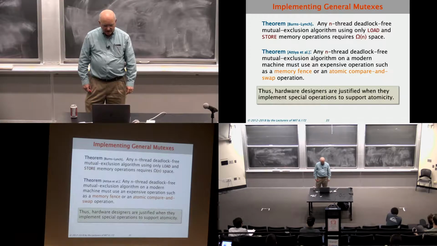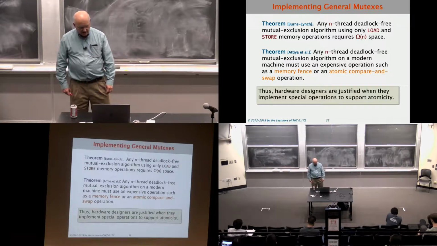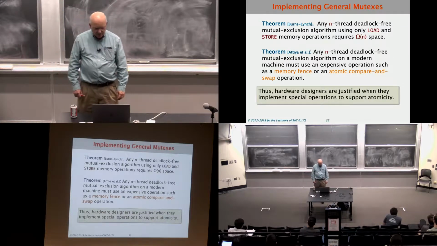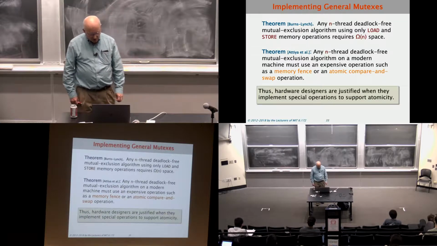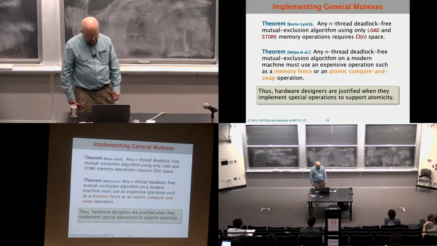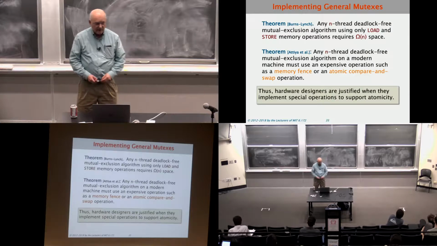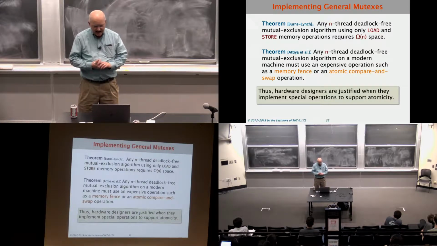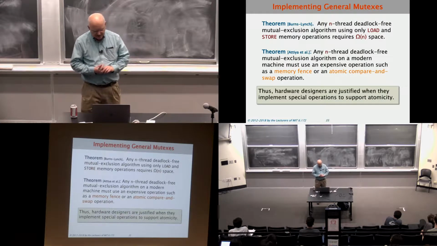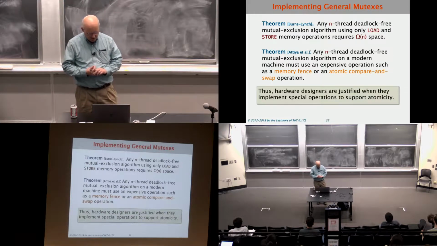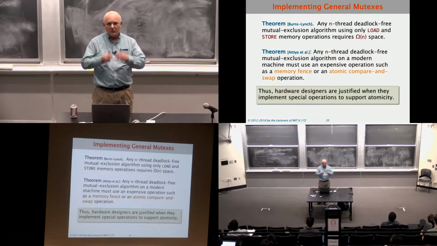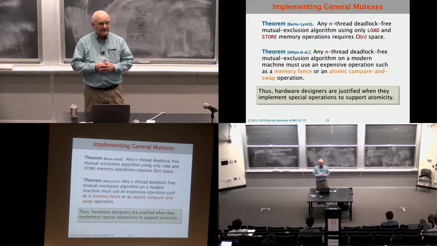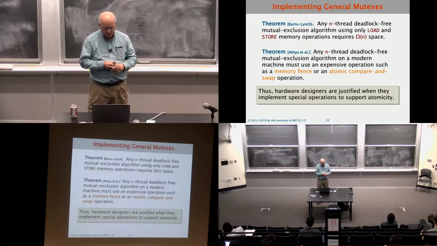In general, for implementing general mutexes, if you're going to use only load and store, there's a very nice theorem by Burns and Lynch. This is Nancy Lynch, who's on the faculty here, that says any n-thread deadlock-free mutual exclusion algorithm using only load and store requires order n space. The space is linear. So this answers a question that I had answered orally before.